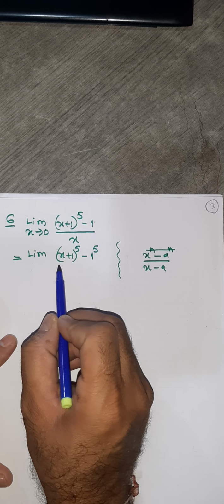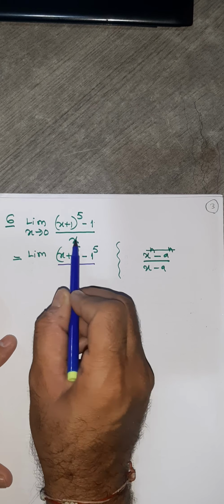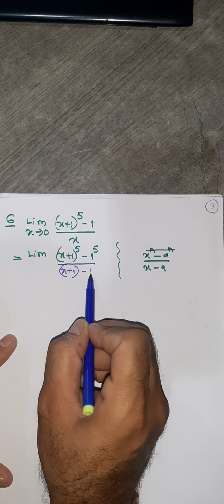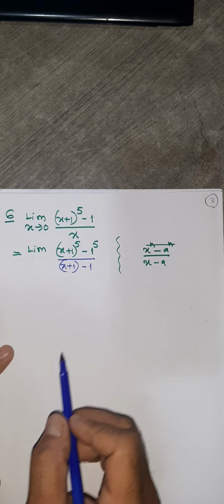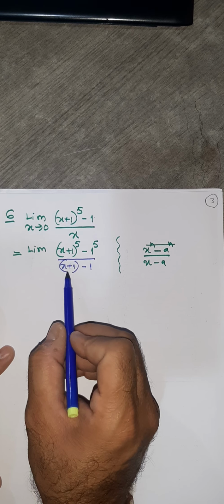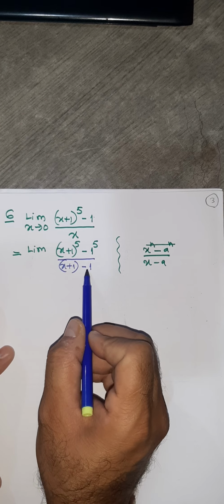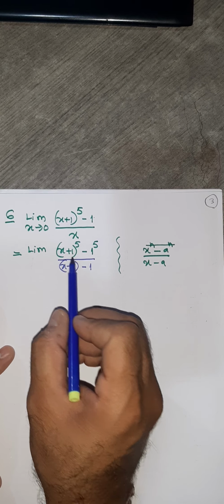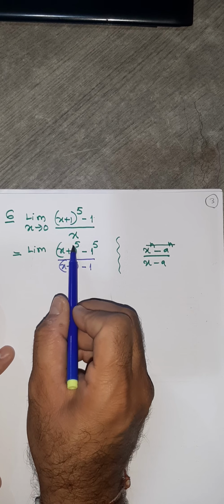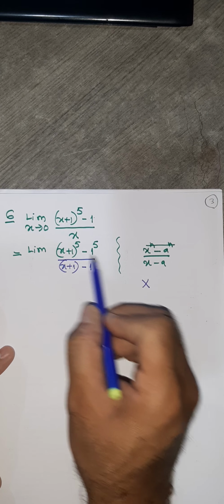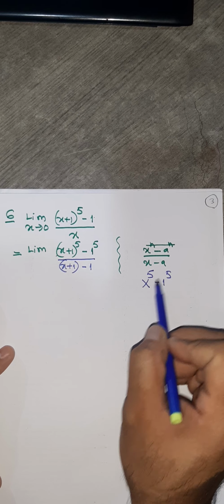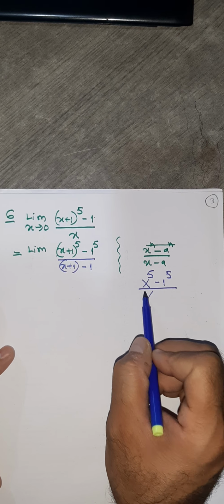Now drop the power. तो नीचे क्या होना चाहिए? x नहीं चलेगा. x plus 1 minus 1. What I did? I've set the formula. मैंने ये formula के form में set किया. How? By adding and subtracting 1. Got it? Now you see this both look same. x plus 1, this is like x. So x raised to 5 minus 1 raised to 5 upon x minus 1.